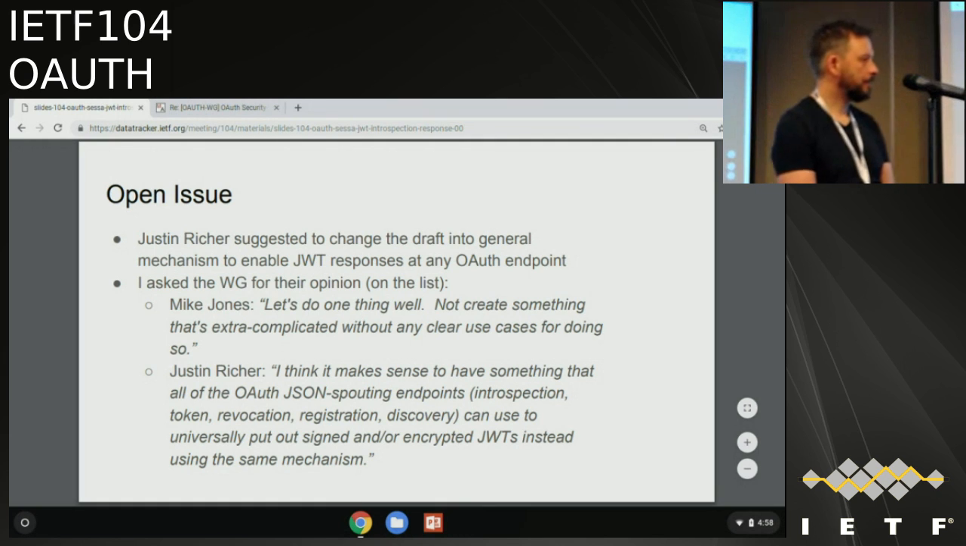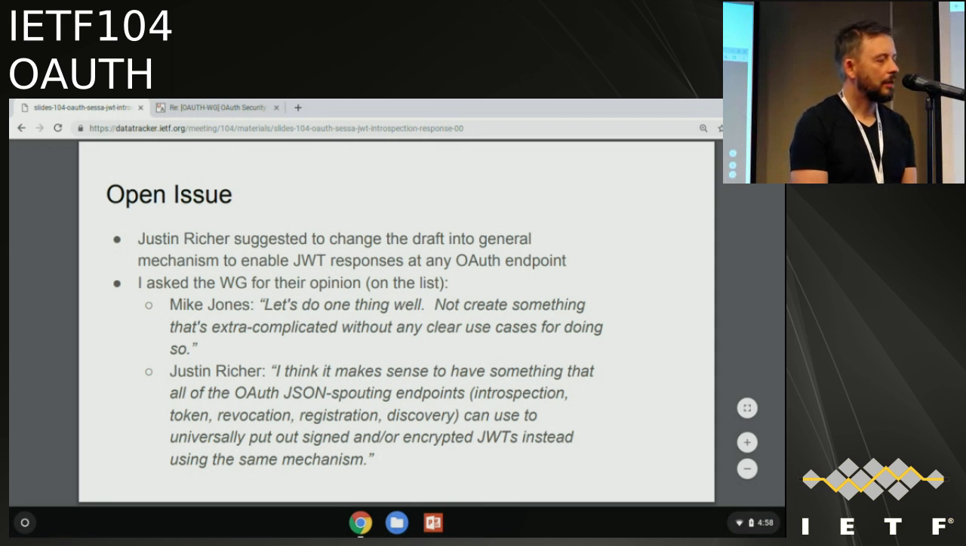So I think when the document was accepted, it was with a specific scope, right? So Justin already pointed out at that time that he would propose to make it a more generic mechanism. I see. So it's kind of a conditional acceptance, at least from his side.